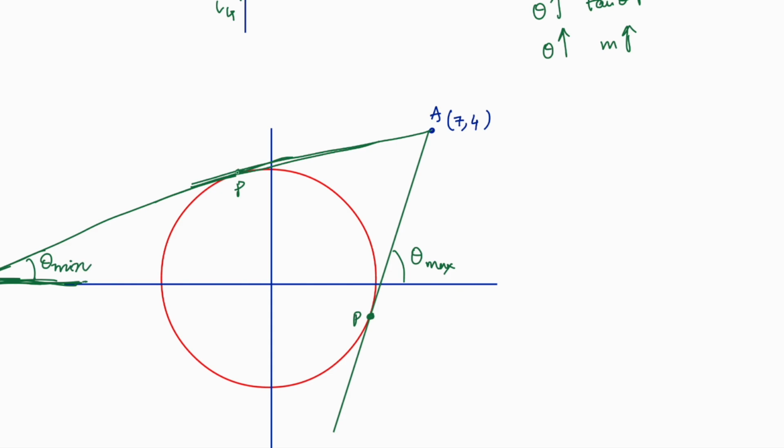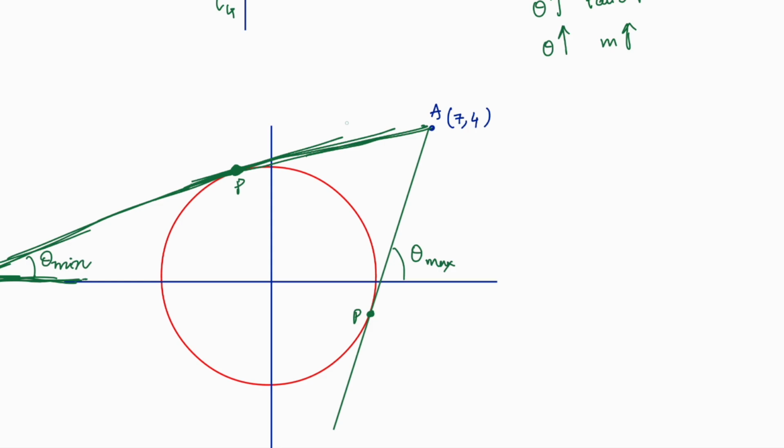Okay. That means when point P is here, or line AP is acting as a tangent like this to the circle, here inclination is minimum. That means slope of AP would be minimum in this case. When inclination is maximum, slope of AP would be maximum. Slope of AP is Z. So Z will be maximum when P is taken here. When P is taken here, Z would be minimum.